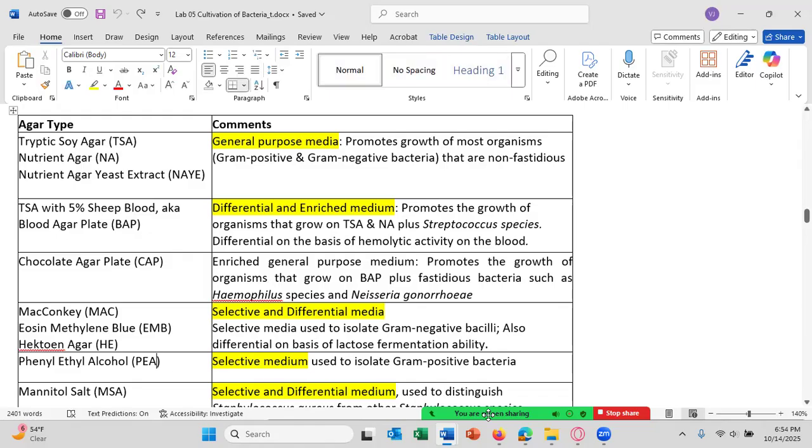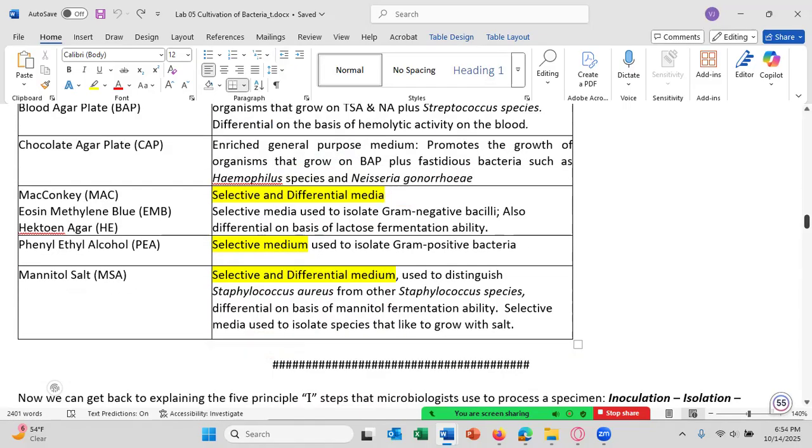All right, our next media is PEA or phenyl ethyl alcohol. This media is selective and it selects for gram-positive bacteria, selecting against gram-negatives. So if you have a gram-positive, you want to grow it on PEA. If you have a gram-negative, you want to grow it on one of these three: MAC, EMB, or HE.